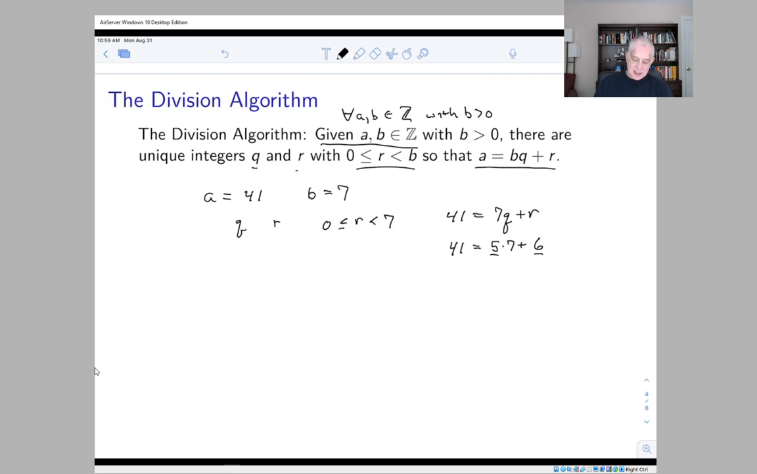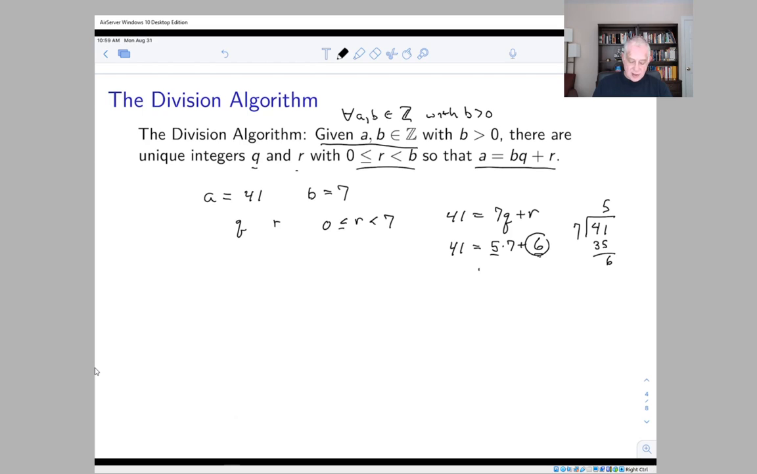If you like this other notation, you could write it this way. That's the grade school way of doing it. So this satisfies the conditions because the remainder is between 0 and 6, strictly less than 7, and the quotient is 5. And what this is saying is that this is the only way to do this with the remainder between 0 and 7, strictly less than 7. There's no other way to do this. So the remainder is well defined.